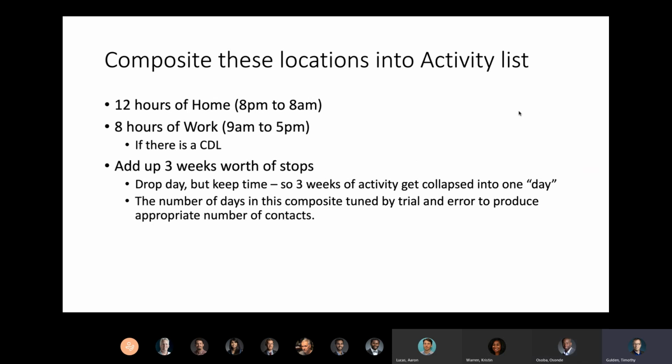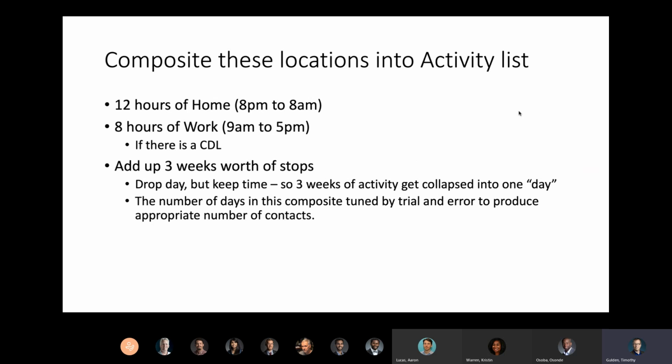Then the trick is to put these 3 or 4 kinds of things together into an activity list for an individual, for a device. At this point, we just assume that you're home for 12 hours, whether we have any evidence for that or not. If you have a common evening location, you spend 8 p.m. to 8 a.m. there. If you have a common daytime location, we have you at work for 8 hours. Then we add up enough days' worth of other stops to get a realistic amount of activity for you.